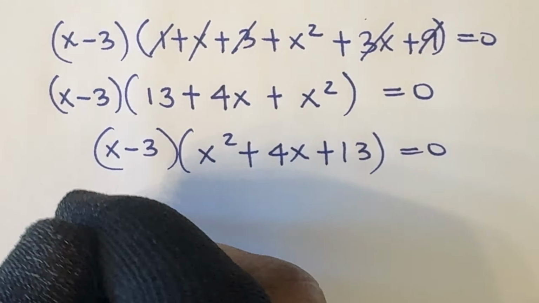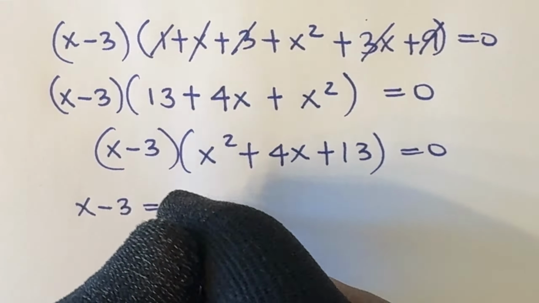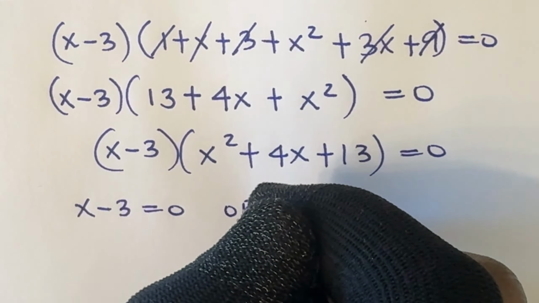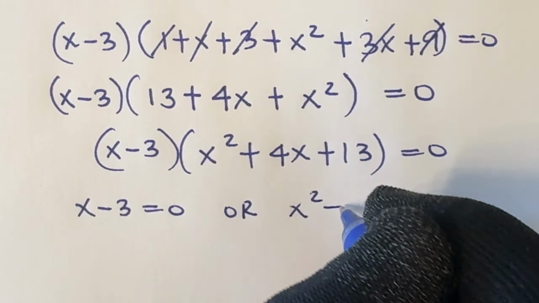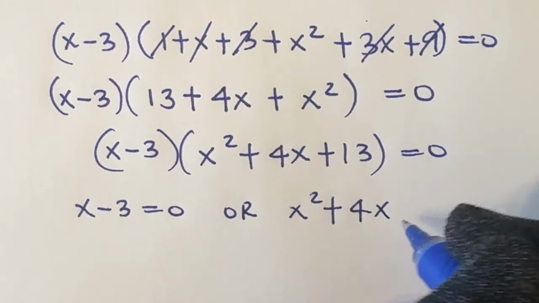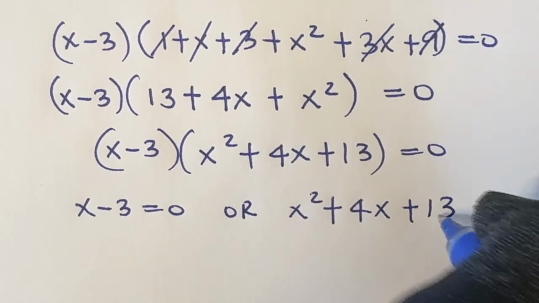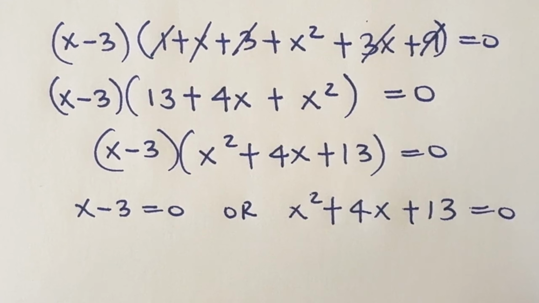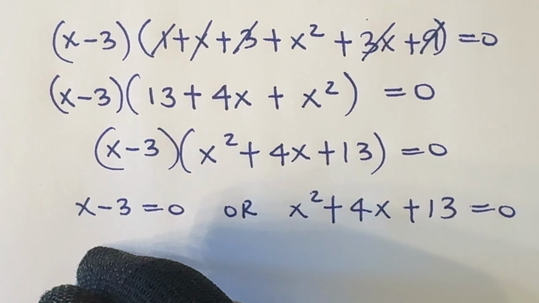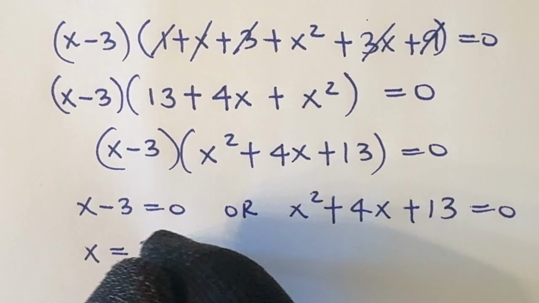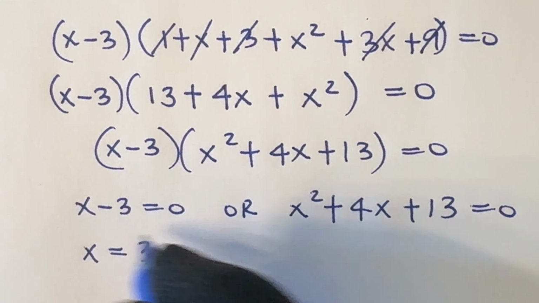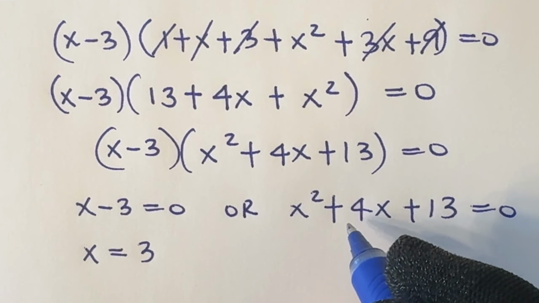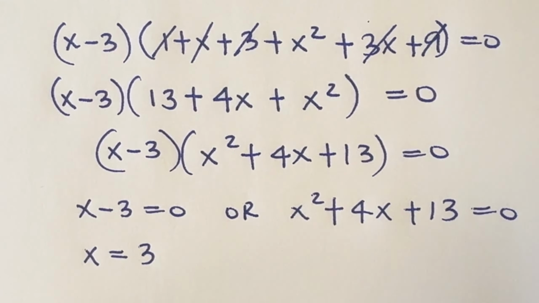So this is either x minus 3 is equal to 0 or x squared plus 4x plus 13 is equal to 0. From the first part here, we see x is equal to 3. And then from the second part, we'll need to solve this quadratic equation.